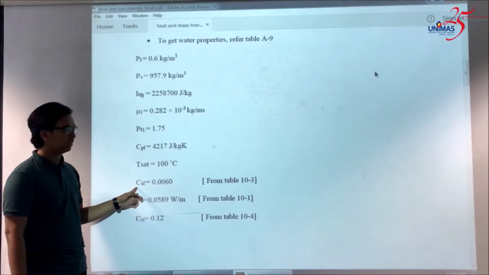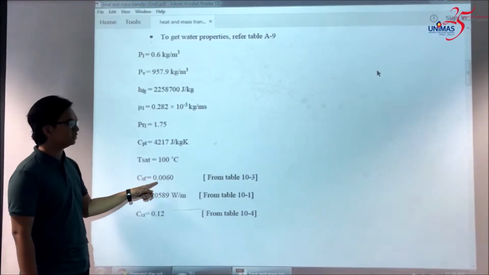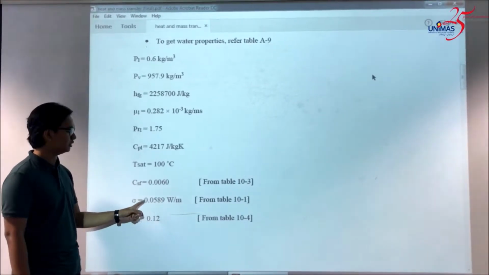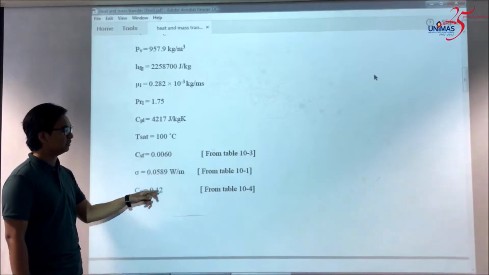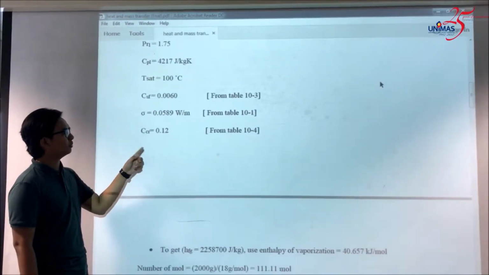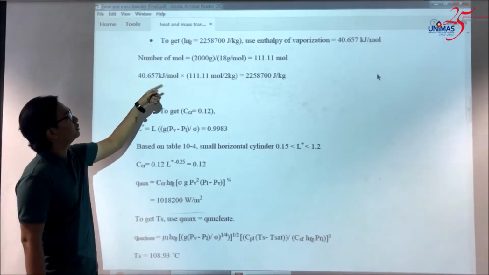For CSF, we refer to table 10.3, which is equal to 0.006. Then sigma equals 0.0589 watt per meter from table 10.1. And then CCR equals 0.12, we refer to table 10.4.